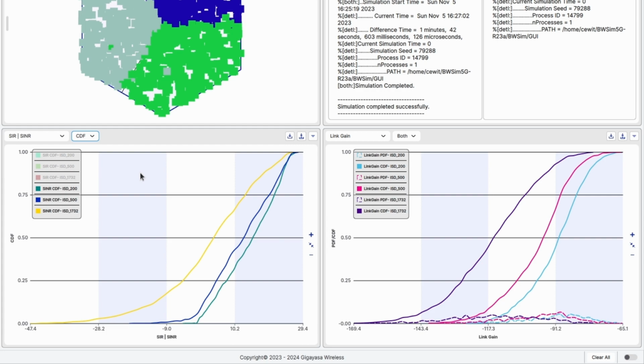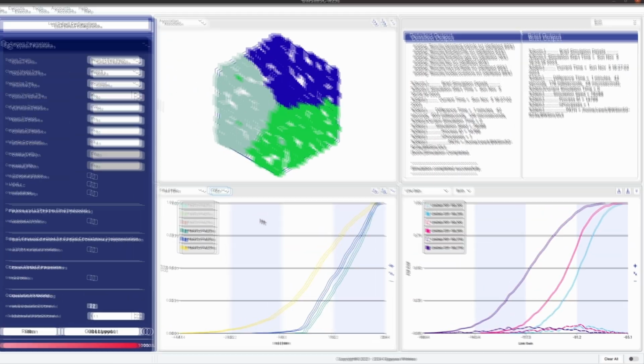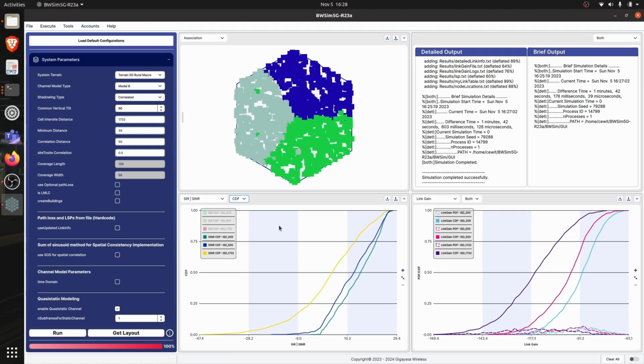Now, these three observations that we have made will give you a much better picture of what interference is and the role it plays in a 5G network.